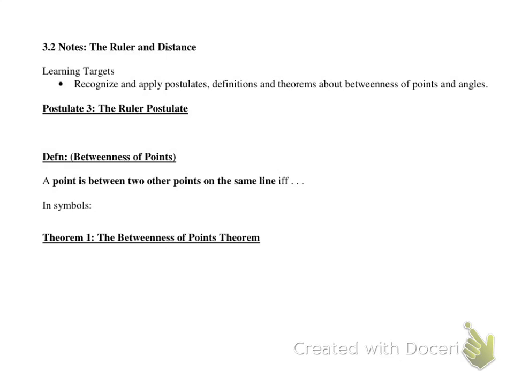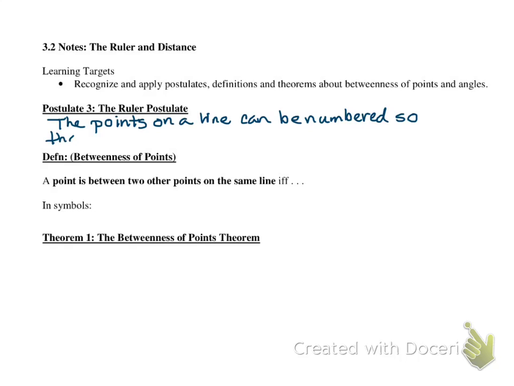And so the ruler postulate is basically saying this: the points on a line can be numbered, which makes you think about a ruler, kind of a scale, can be numbered so that positive number differences, that is when you subtract two of the numbers that refer to the points on the line, measure distances.